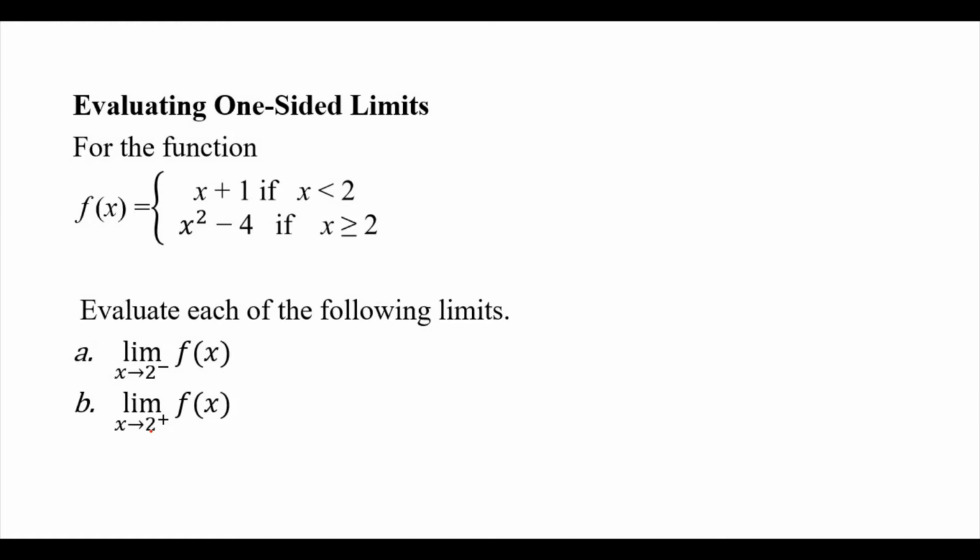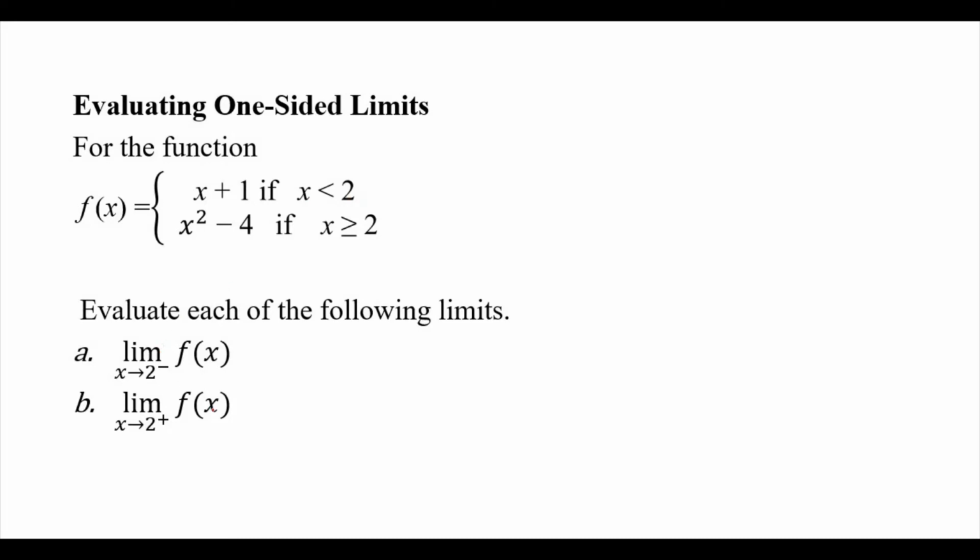Let's see how we're going to do that. Now let's note something. We have two branches for this function. So when we try to find the limit when x approaches 2 from below, we're interested in the values of x that are less than 2. So we're looking at the first branch of the function, since the first branch is defined on all of the values of x that are less than 2.